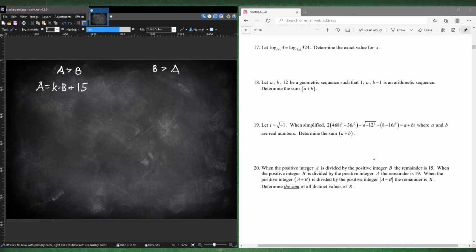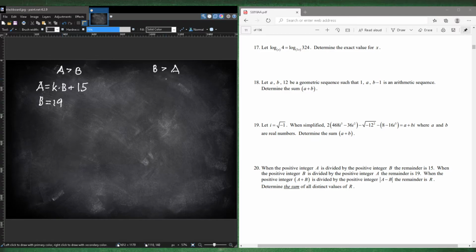And then in the second sentence, when b is divided by a, the remainder is 19. So remember, a is greater than b. So let's say a is equal to 2 and b is equal to 1. So if b is divided by a, 1 divided by 2, you see that the remainder is equal to the smaller number. So that means b has to be 19.